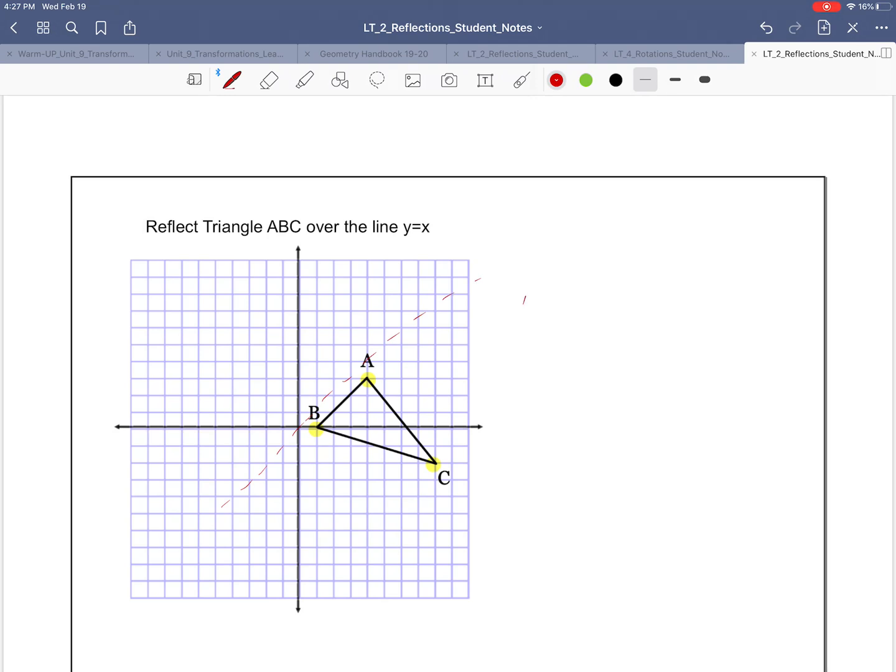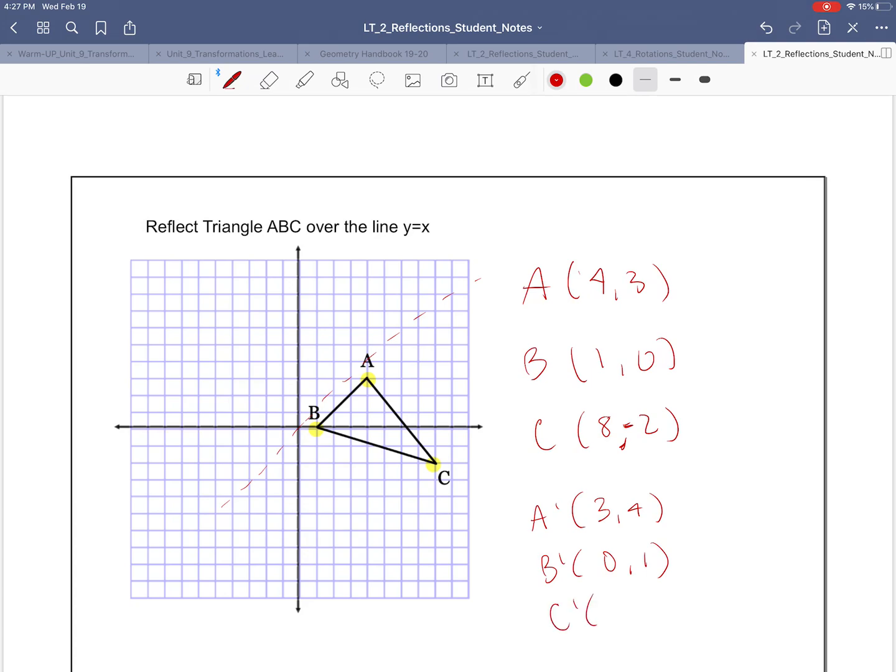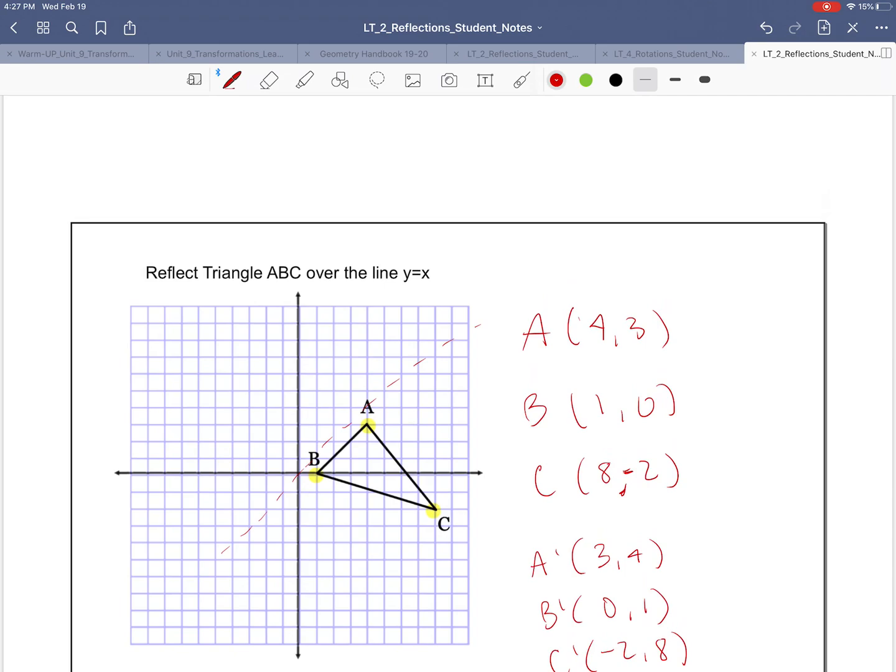First, I would recommend finding all of those coordinates. So A is 4 comma 3, B is 1 comma 0, and C is 8 comma negative 2. Then, if you remember from the last slide, the pattern for y equals x is you're just flipping the x and the y. So A prime is 3 comma 4, B prime is going to be 0 comma 1, C prime is going to be negative 2 comma 8. Then we can come over to our graph and plot them.